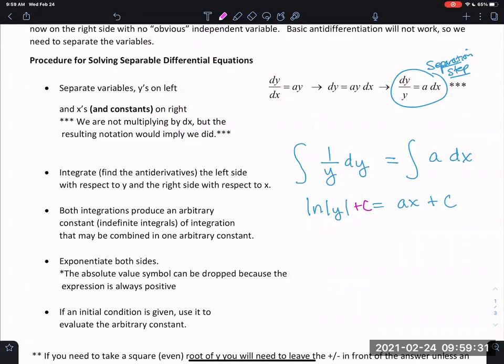The reason, because I'm about to erase my pink plus c, is because make note of this. Both integrations produce an arbitrary constant of integration that may be combined into one arbitrary constant, which means the one that we combine it into is the one on the right side. So moving forward, I won't be putting the plus c on the left side at all. This plus c right here has absorbed all the constants for right now, okay?